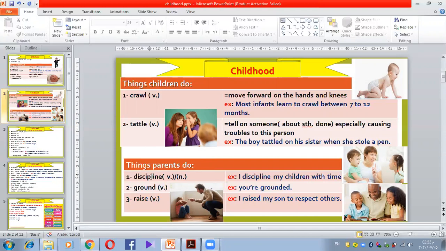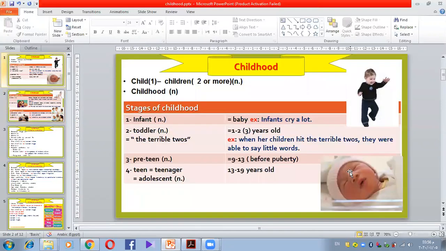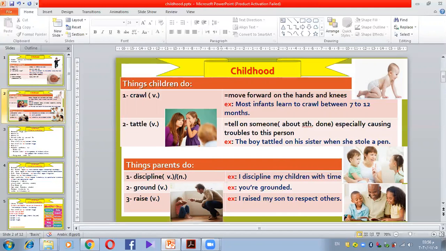Discipline. What is meant by discipline? It means to teach rules to children. So, for example, I discipline my children with timeouts. So you teach rules, you teach your rules, just timeouts.